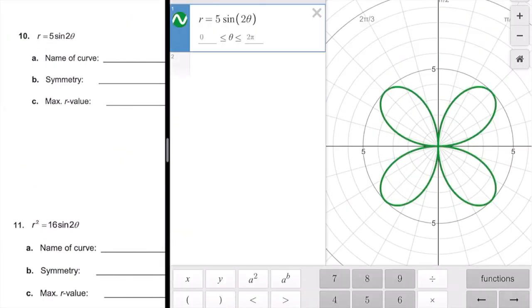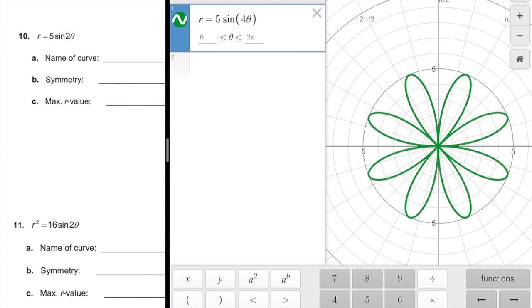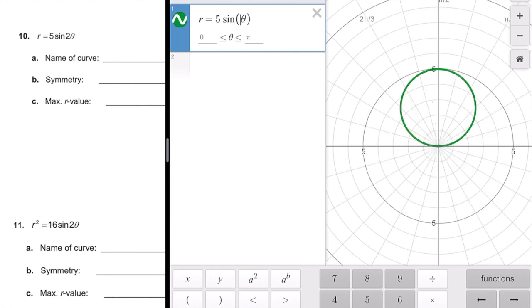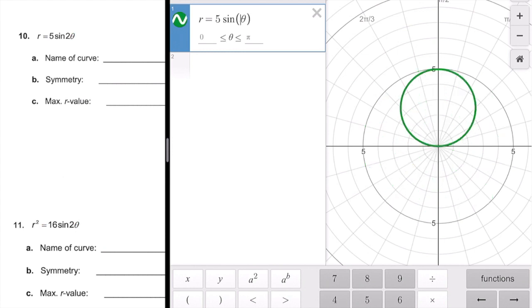What if I changed the 2 to a 4? Whew, look at that. We now got an 8-petaled flower. What happens if I change it to 6? Whew, my goodness. I would assume, yep, we got a 12-petal flower. What if I did an odd number?